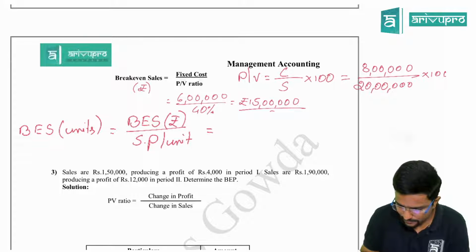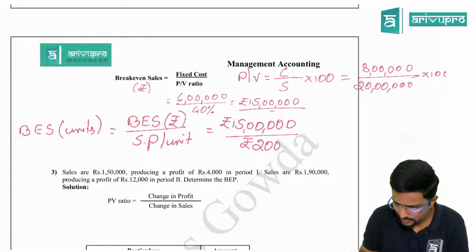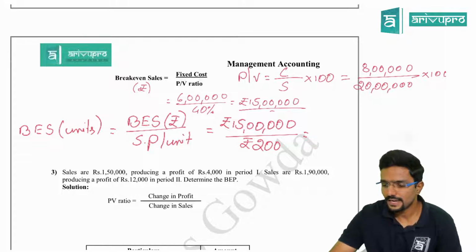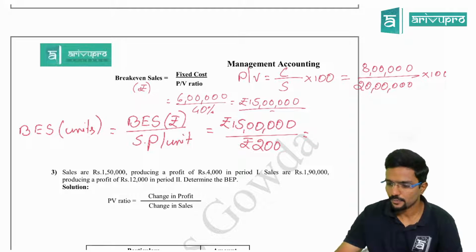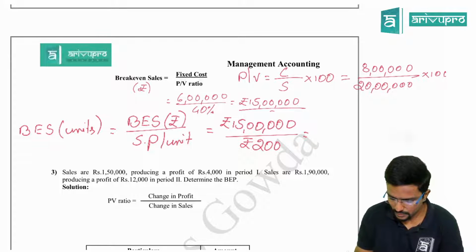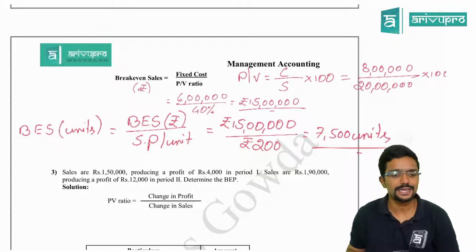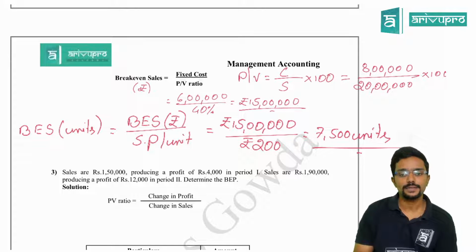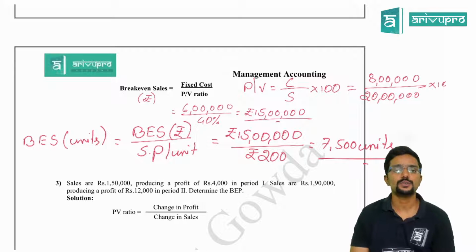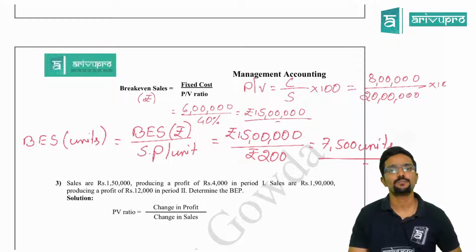Selling price per unit is given in the question only. So 15 lakh divided by 200 rupees, it is equal to 7,500 units. That means the company has to sell 7,500 units at 200 rupees to reach their break-even point.